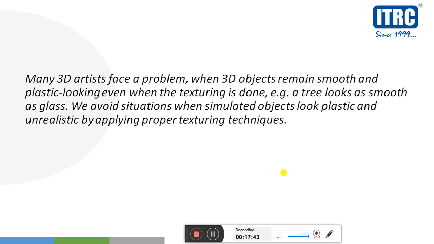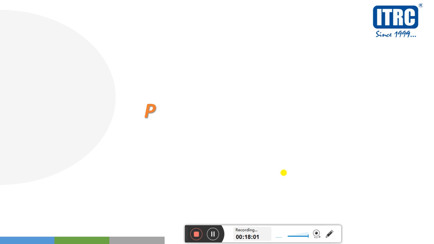Many 3D artists face a problem when a 3D object remains smooth and plastic looking even when the texturing is done. For example, a tree looks as smooth as glass. We avoid the situation when a simulated object looks plastic and unrealistic by applying proper texturing techniques.